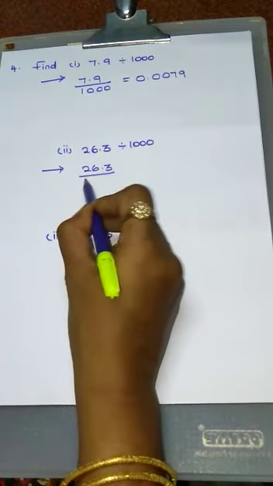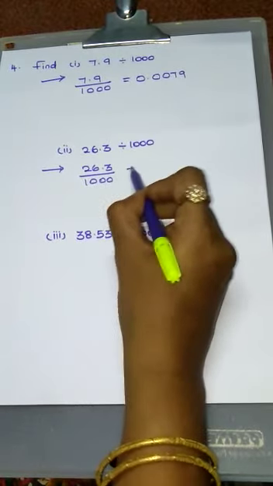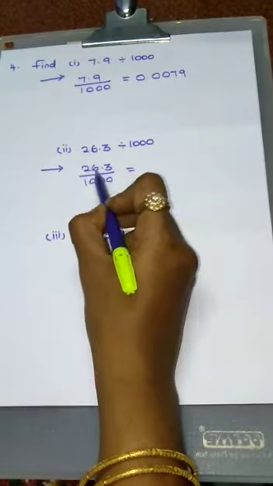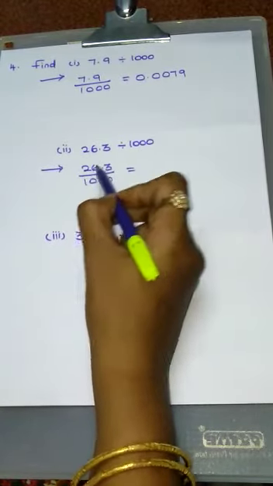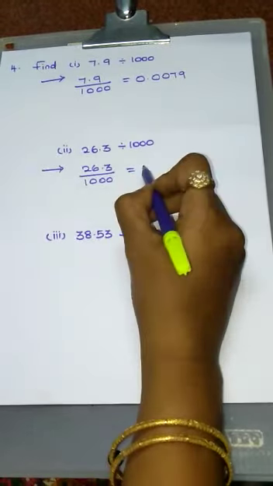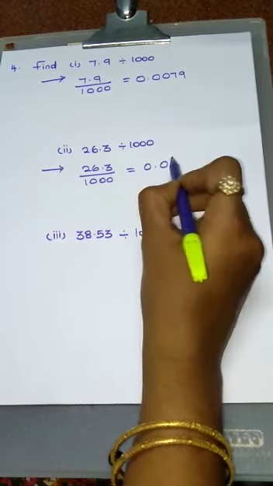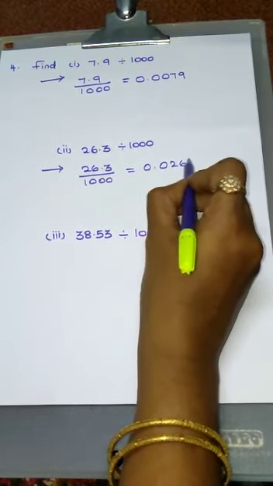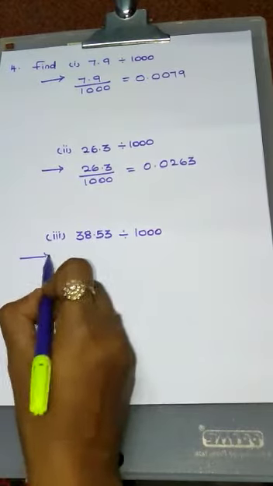Okay. Next one, 26.3 divided by 1000. Already in the denominator we have for the whole number part 26. So we need another one 0 only. So 0.0263 is our answer.